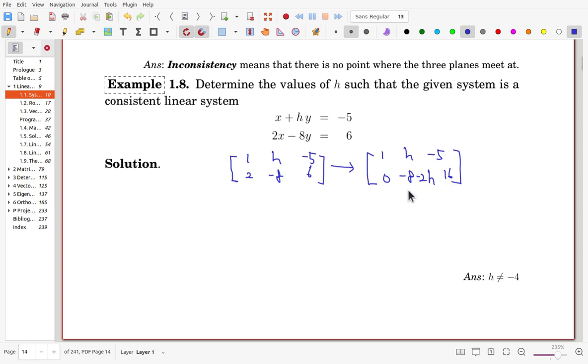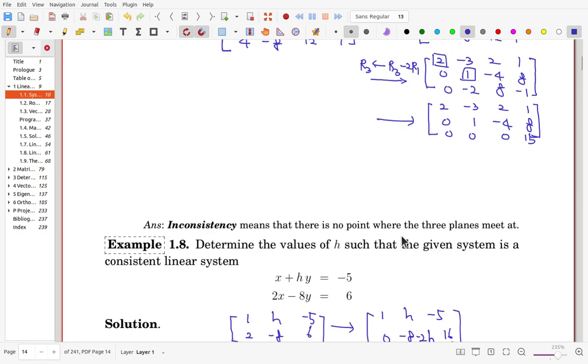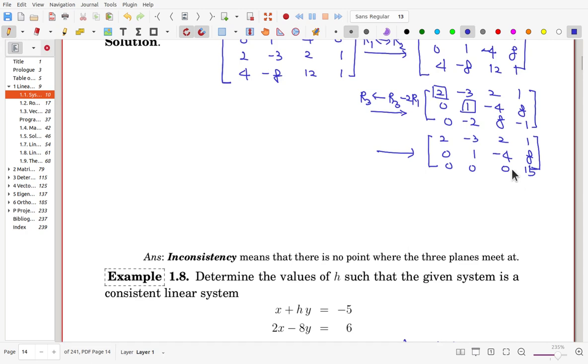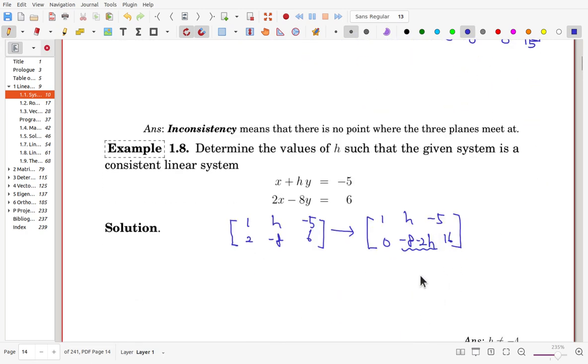Now here, if this one is 0, then in exactly the same way, the 0 becomes non-zero here, that's 16. So if this is 0, then we have no solution. If it is non-zero, so that minus 8 minus 2h is not 0, once it is satisfied, then we can scale this row so that it becomes 1, and by using that, again you can eliminate this h.